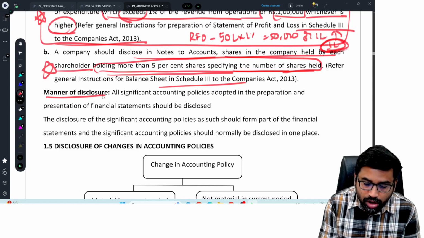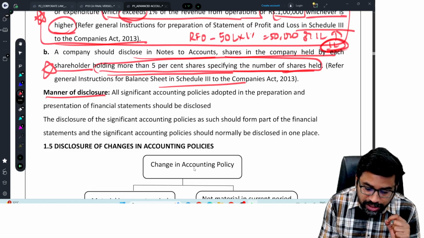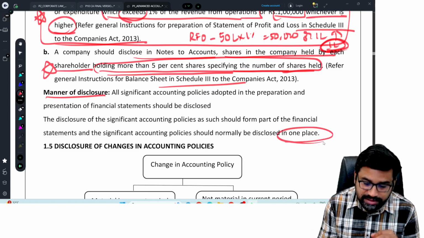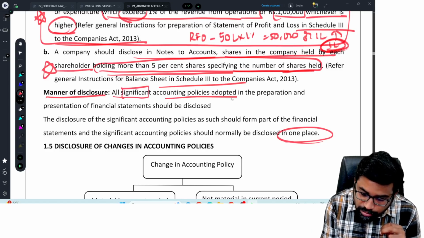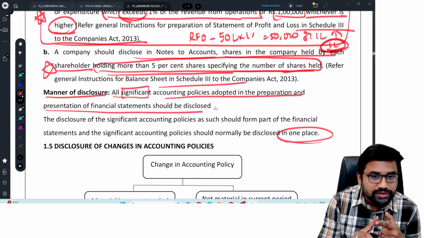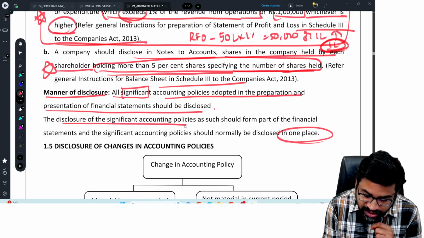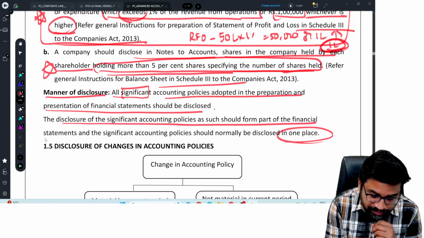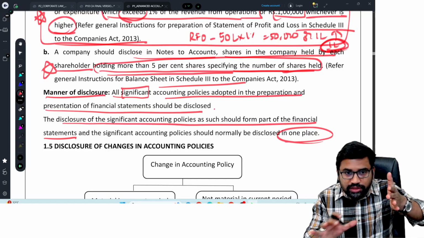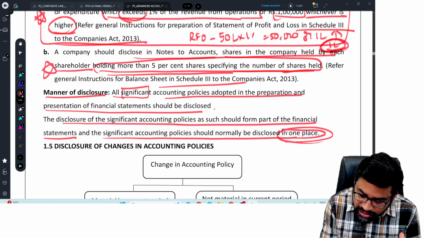Accounting Standard 1 says all accounting policies adopted in the preparation and presentation of financial statements should be disclosed at one place. See here, all significant accounting policies adopted in the preparation and presentation of financial statements should be disclosed. First of all, there should be disclosure of all significant accounting policies. Second, the disclosure of significant accounting policies as such should form part of the financial statements. Every company in the notes to accounts should disclose all the accounting policies they are following.